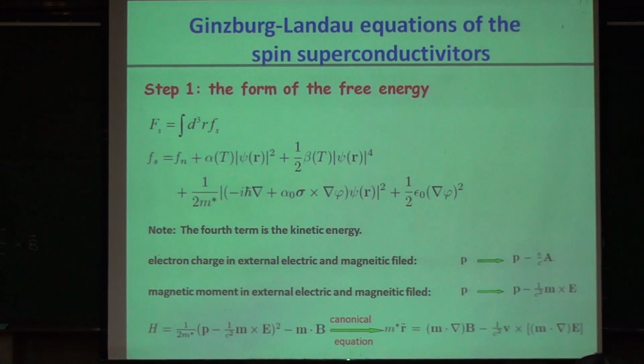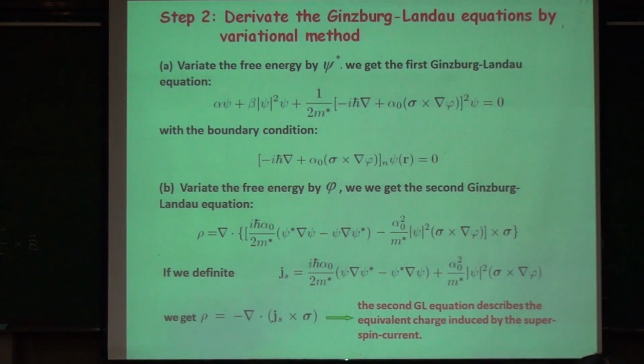Then if you derive from this free energy, you have two equations, and they give you the same result as you derive from the London equations. So you do have a Landau-Ginzburg theory for a spin superconductor.